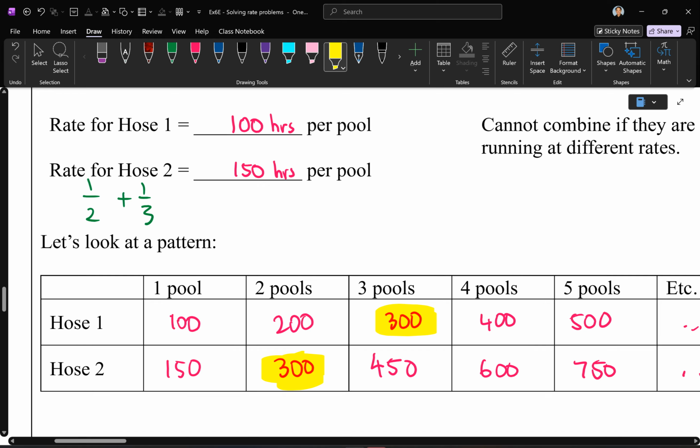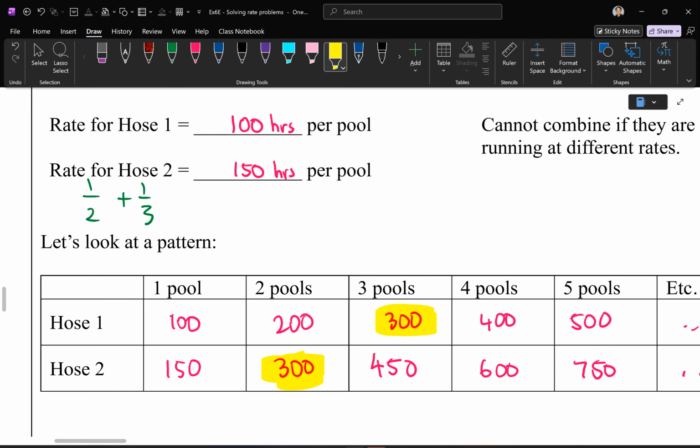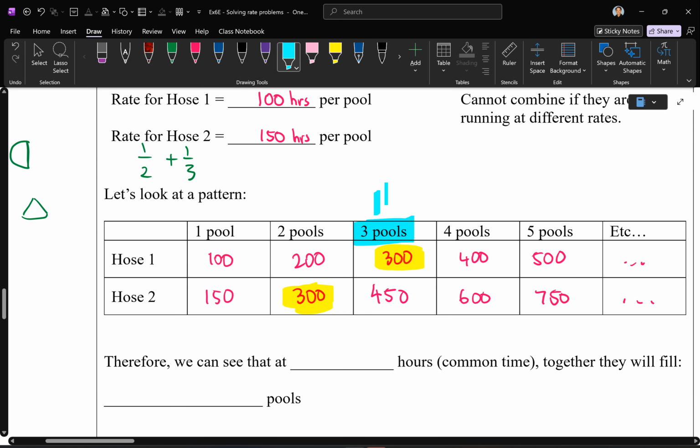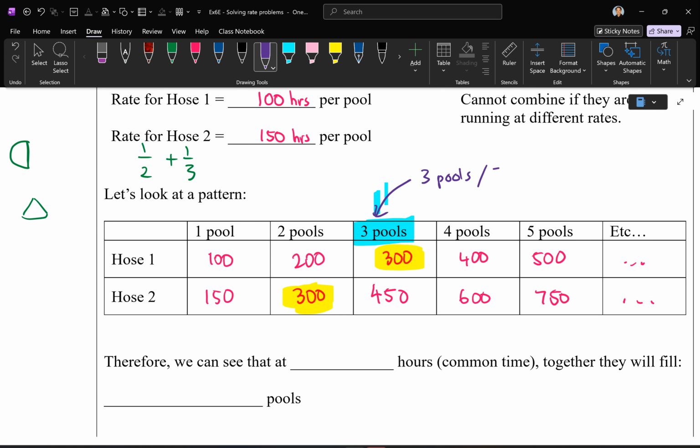In 300 hours, the first hose could fill up 3 pools. Remember, when you put it together, this is the rate. For every 3 pools, the first hose can do it every 300 hours. This one tells me they can do it every 2 pools. So every 2 pools, they can do it in 300 hours.